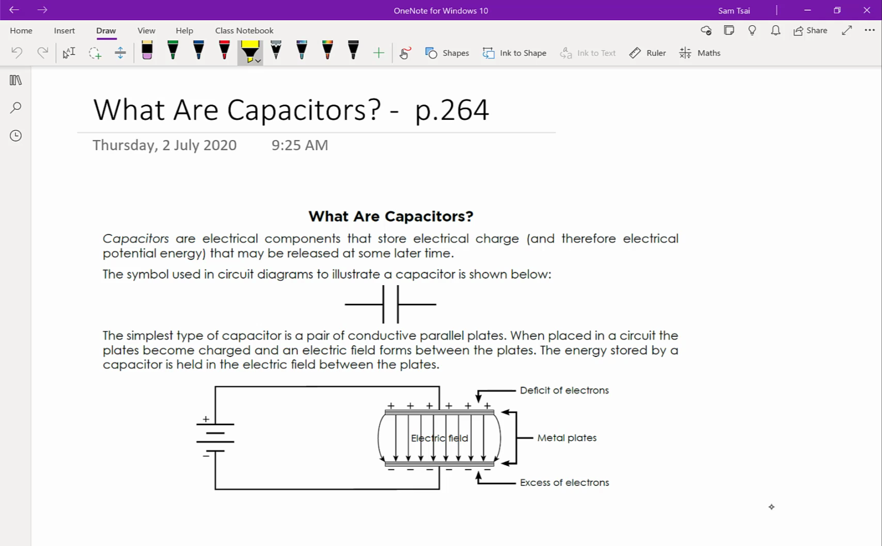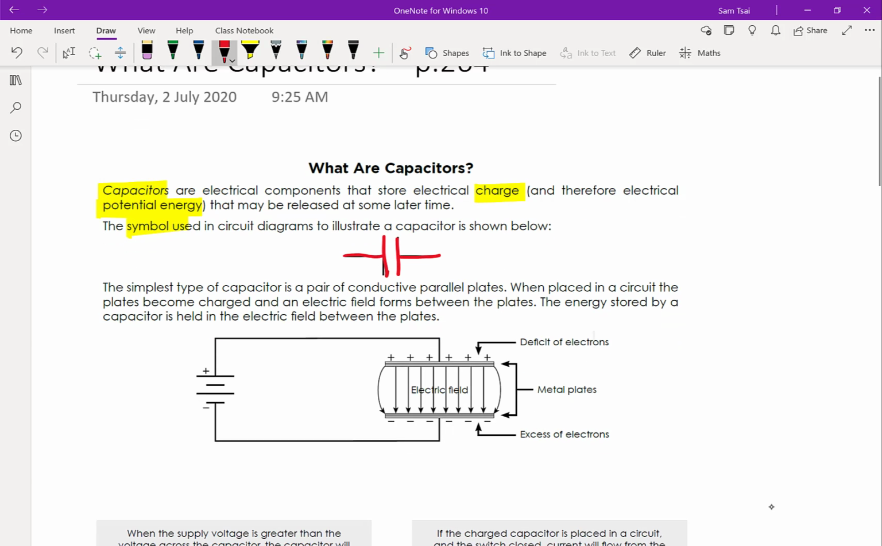Okay, so capacitors are electrical components that can store electric charge and therefore some energy or potential energy, and we know how it works already. Okay, this is a symbol of a capacitor. We just draw two lines, and this is the wire circuit, and it looks like this way.